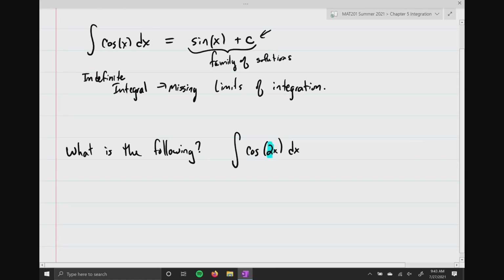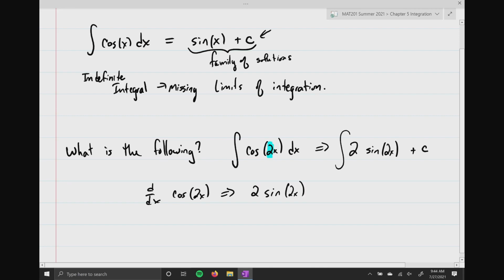So if you think about this, you may sit there and guess that you would say, well, maybe this is going to equal 2 sine 2x, plus a constant. And maybe that's because if you were to take the derivative of cosine of 2x, you would have to use the chain rule here, and you would come up with 2 sine of 2x. So maybe if you integrate this, then you get back to that. And that is actually not the correct answer. Okay, that is not the correct answer here.